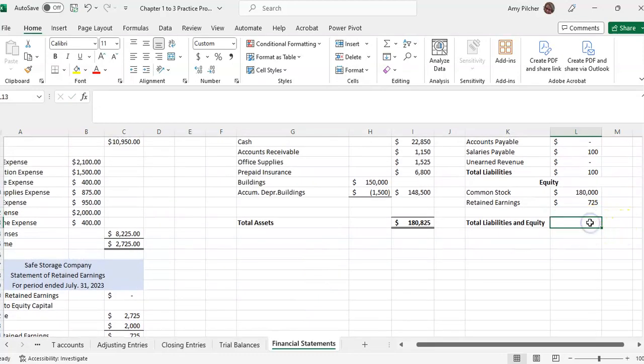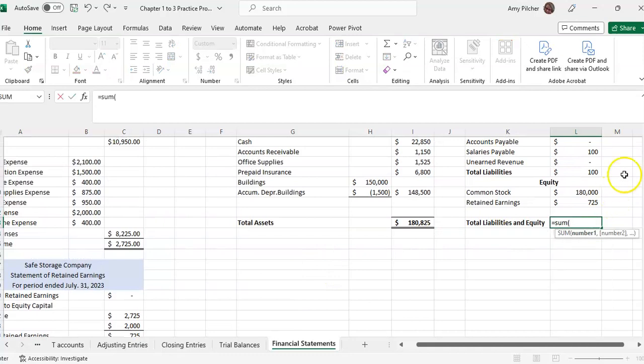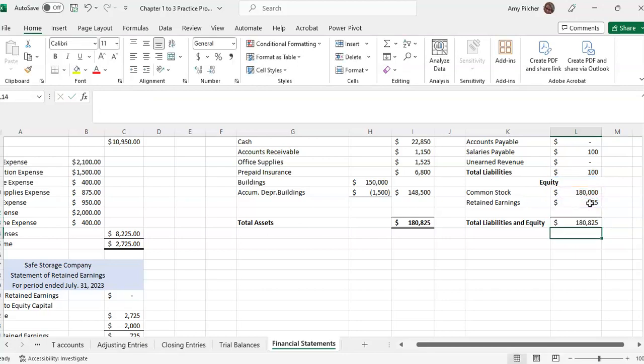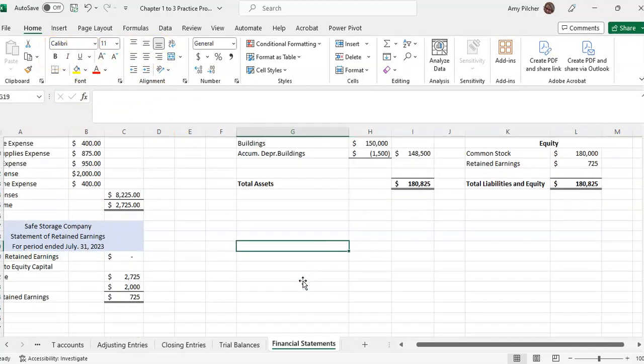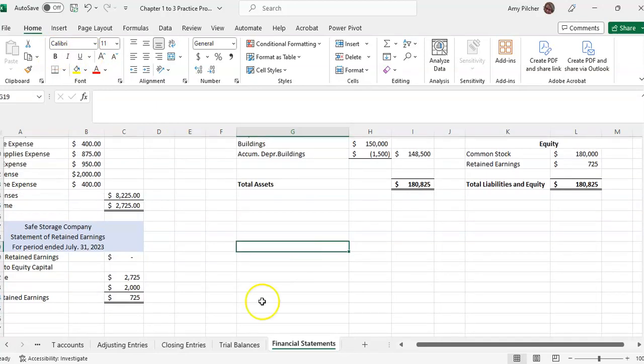So total liabilities and equity. And apparently making that equity cell means that I can't sum that column. Okay, so total liabilities and equity equal assets. So we know that our statement is valid. So our financial statements are complete.